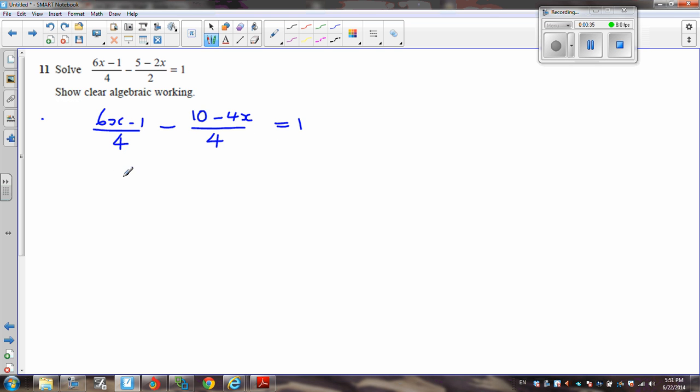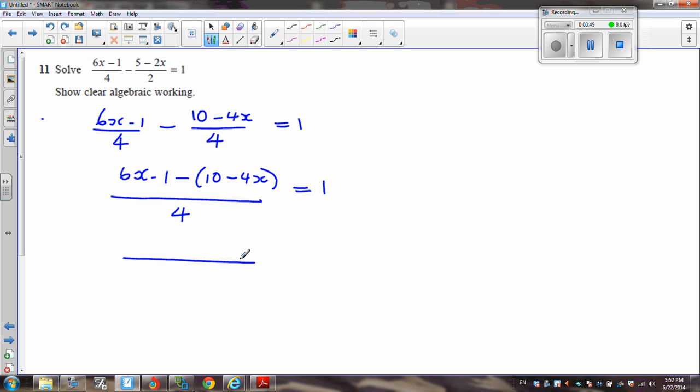Okay, if I now put the two fractions together, so I'm going to have just one denominator of 4, I've got 6x minus 1 minus, now this is where you need to be careful, the 10 minus 4x has to go in a bracket. You'll see why in a second. It's because when I remove the bracket at the top, 6x minus 1, I'm going to subtract 10, but I actually have to add 4x. Because if you look, I'm doing minus the minus 4x, and that's over 4, and that equals 1.